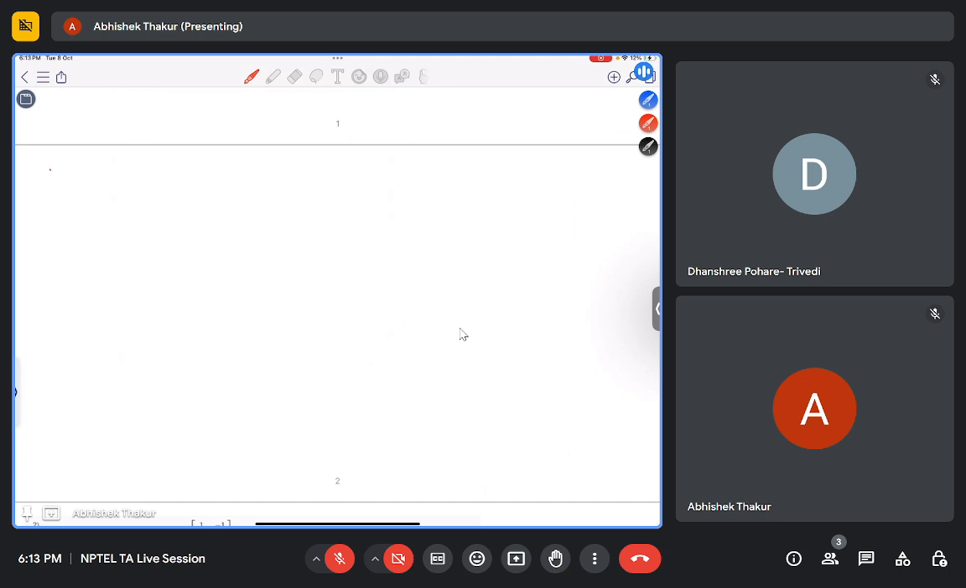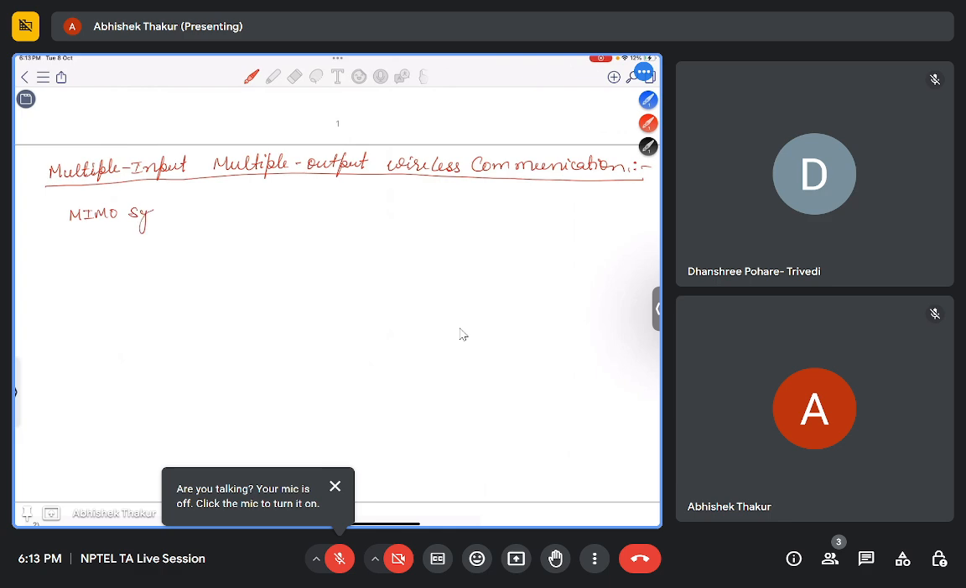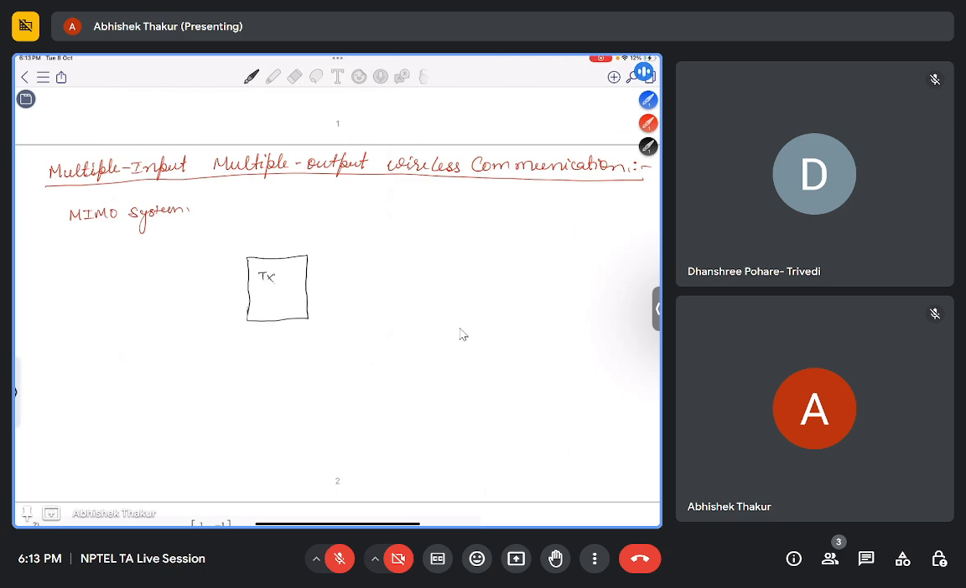So, today we will study about massive MIMO, MIMO wireless communication, that is multiple input, multiple output wireless communication. It is also called a MIMO system. In a MIMO system, there are transmitter antennas and receiver antennas. First we will see the transmitter side.